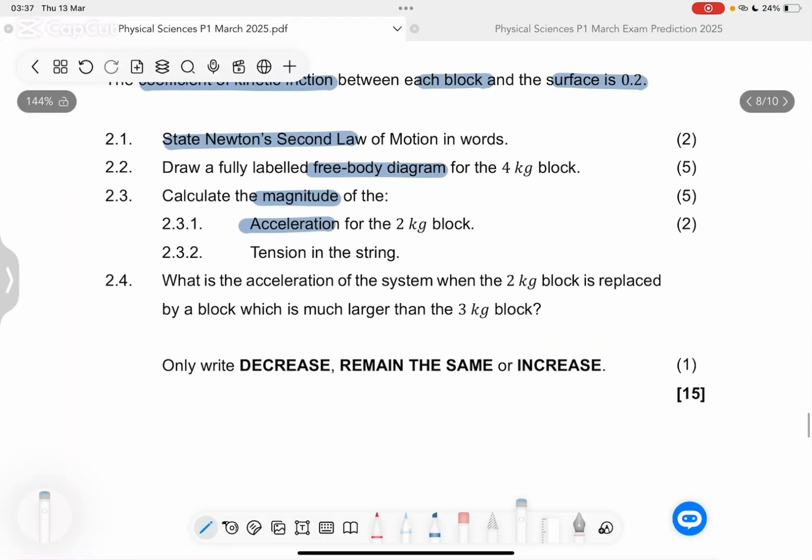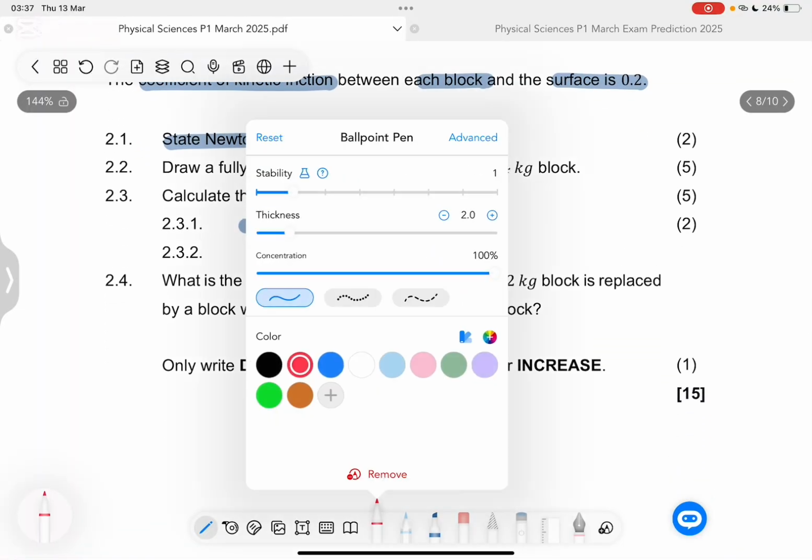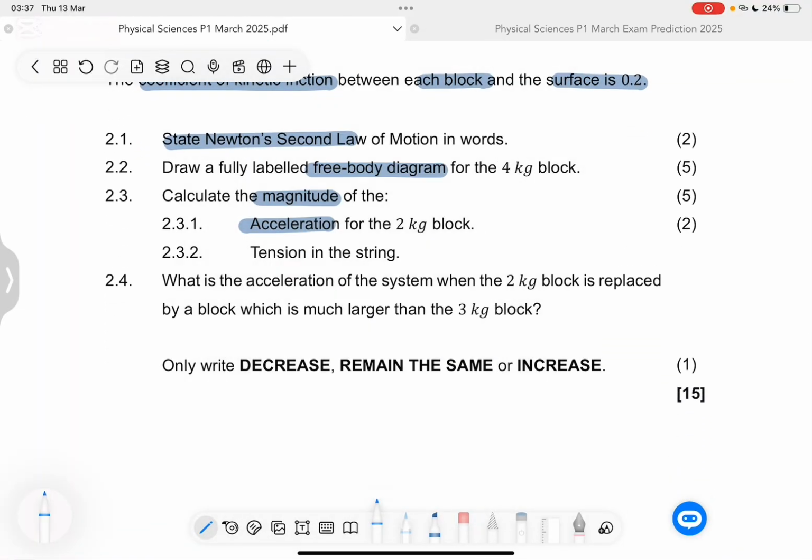We are now ready to do the last question, 2.4, where we are asked: what is the acceleration of the system? Remember, the acceleration is of the whole system because it moves with the same acceleration. So what is the acceleration of the system when the 2 kilogram block is replaced by a block which is much larger than 3 kg?